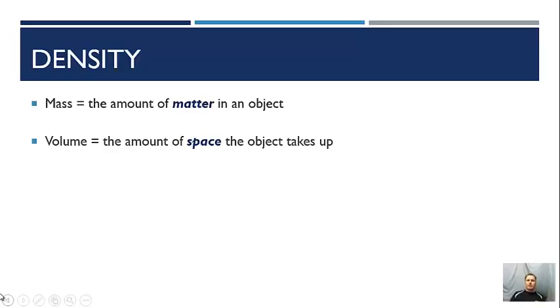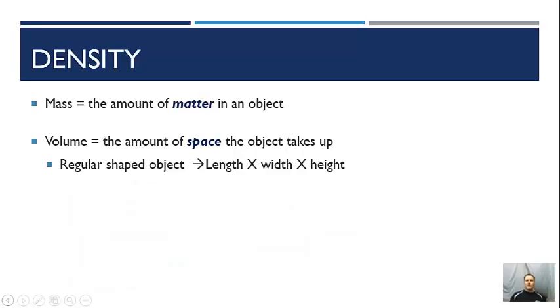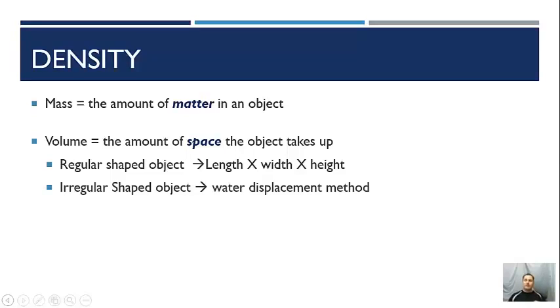And we can find volume a couple of ways. If it's a regular shaped object, we simply take the length times the width times the height. So length times width times height will give us our volume. And that's how we get centimeters cubed. Now, if it's an irregular shaped object, we can't really measure it easily. So what we're going to use is the water displacement method. I think you probably have done this already.